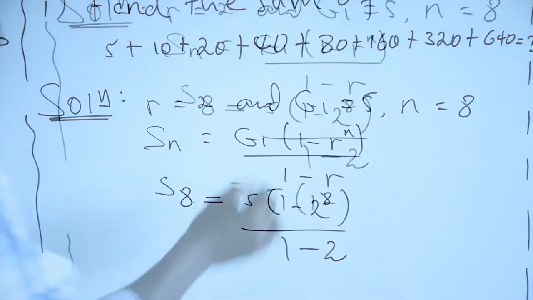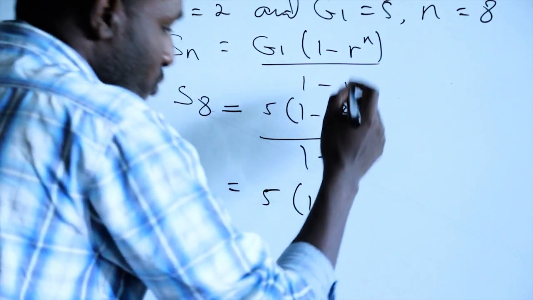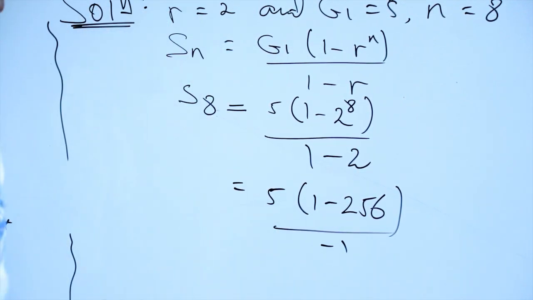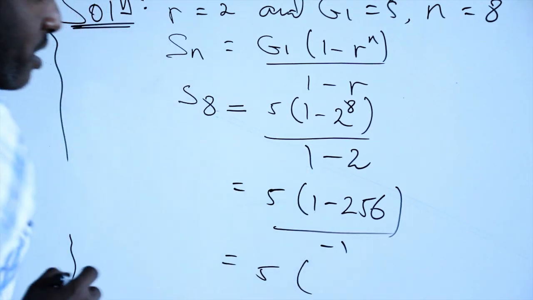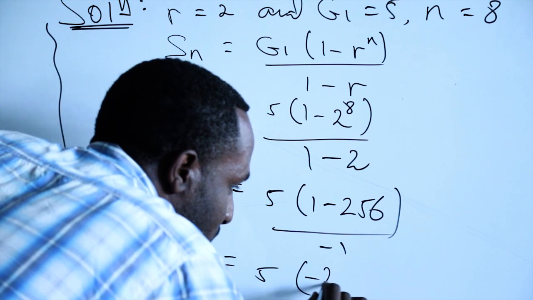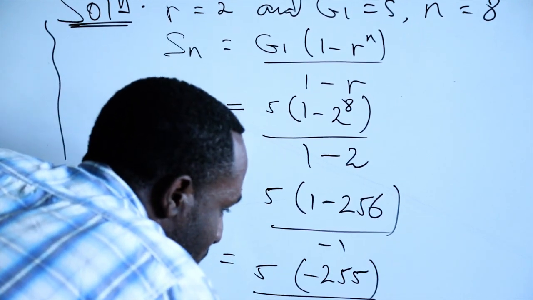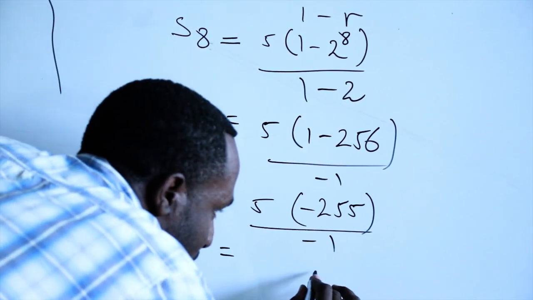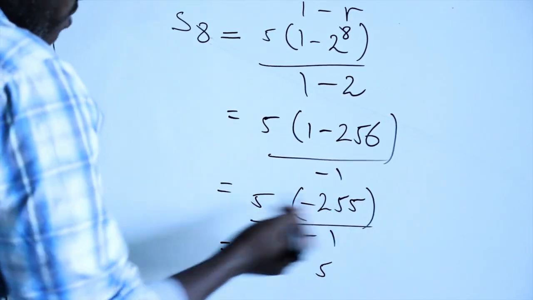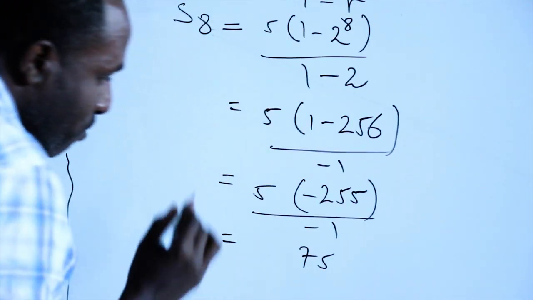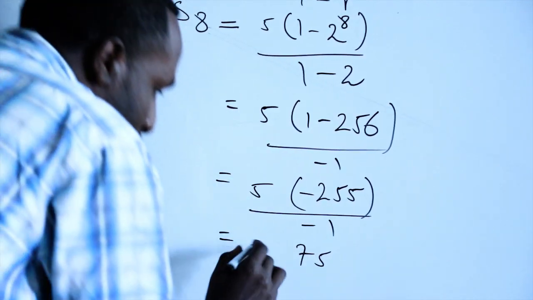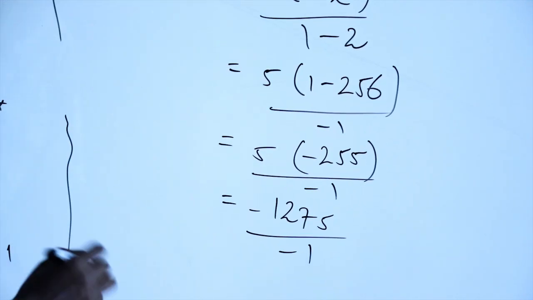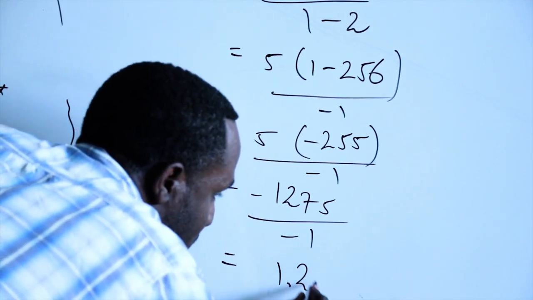Now, this is equal to 5 times 1 minus 2 to the power of 8, which means 256, over 1 minus 2, which is -1. So this equals 5 into 1 minus 256, which as you know equals -255, over -1. So the result is 5 times 255: 5 times 5 is 25, we have 2, again 5 times 5 is 25, 2 plus 2 is 4, plus the carried 2 makes 7, and 5 times 2 is 10, plus 2 is 12, so -1275 over -1. Negative by negative is cancelled, our result is 1275.